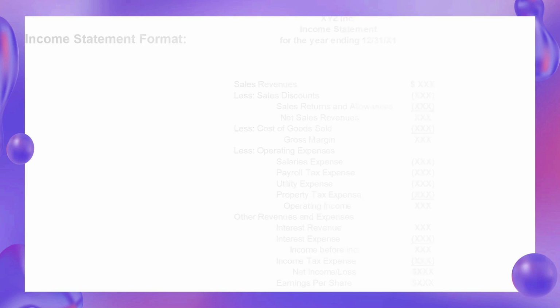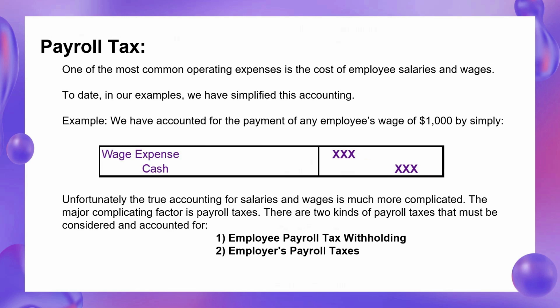One of the most common operating expenses is the cost of employee salaries and wages. To date, in our examples, we've simplified this accounting for salaries and wages. For example, we've accounted for the payment of an employee's wage of $1,000 by simply reflecting a credit to cash and a debit to wage expense. Unfortunately, the true accounting for salaries and wages is much more complicated than just a credit to cash and a debit to wage expense. The major complicating factor in the accounting for wages and salaries is payroll taxes.